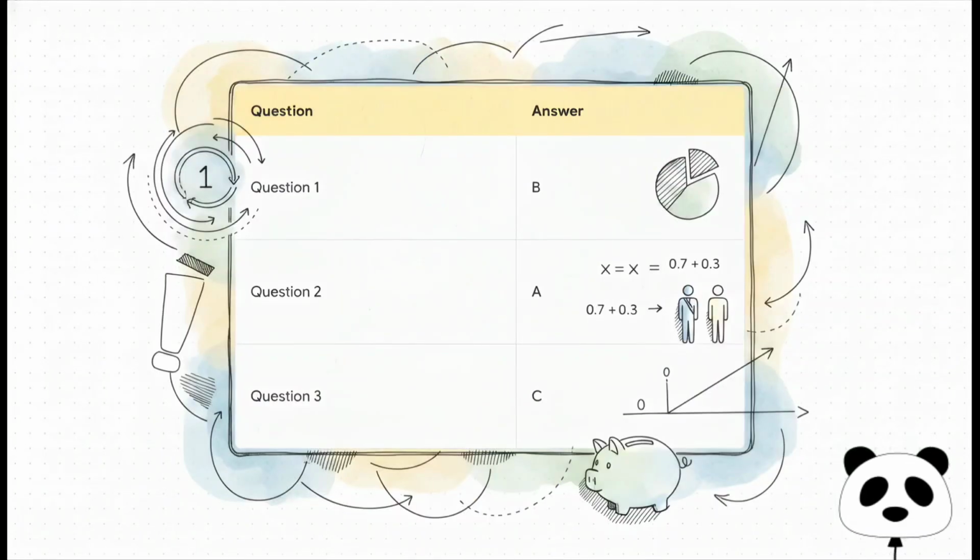The correct answers are, for number 1, it's B. They absolutely always add up to 1. For number 2, it's A. If MPC is 0.7, MPS has to be 0.3 to complete the whole. And for number 3, it's C. The break-even point is defined by saving being exactly 0.